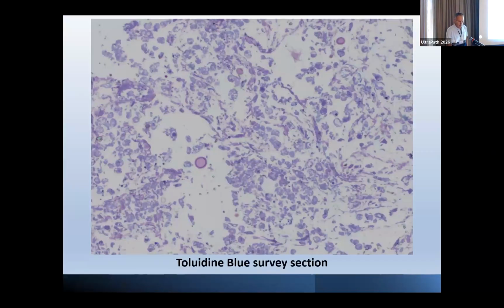So this was our survey section with toluidine blue. And I'm sure you can see there's a few round structures that typically you wouldn't think would be present. And everything else is necrotic. You can barely work out a nucleus from cytoplasm, and it's all falling apart. But we cut it anyway. That looks suspicious.